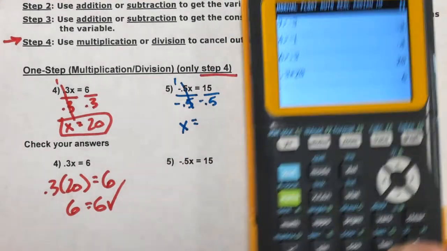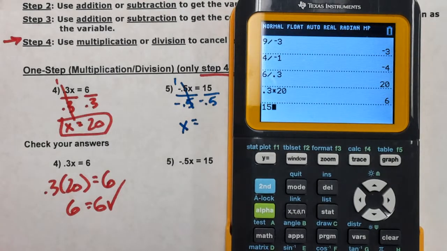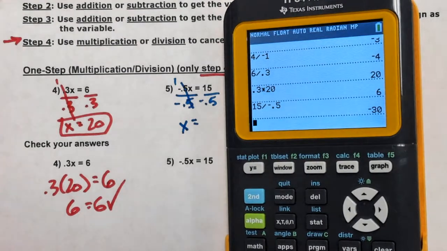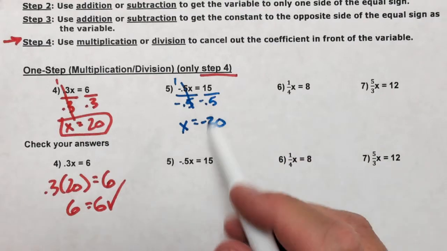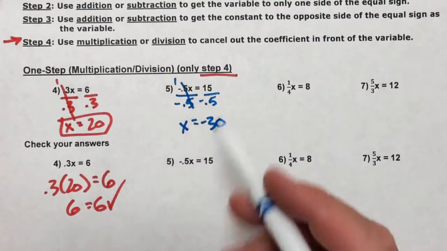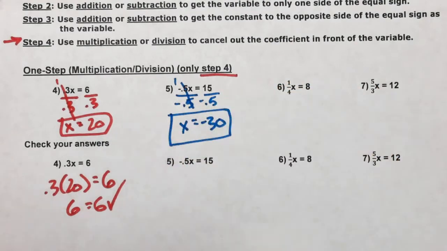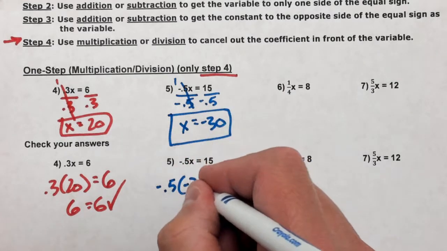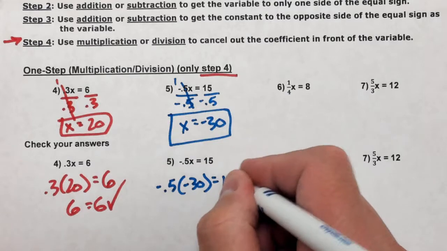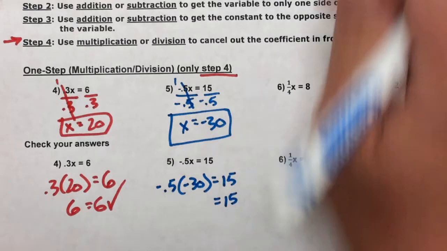And then I'm going to take 15 divided by negative 0.5, and that results in a negative 30. So apparently negative 30 is the number that if I multiply by negative 0.5 will equal 15. But let's check that out. So I'm going to take my original problem and substitute in what I got for x and see if it equals 15.